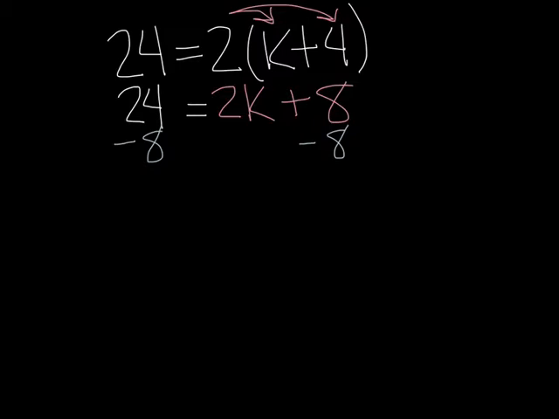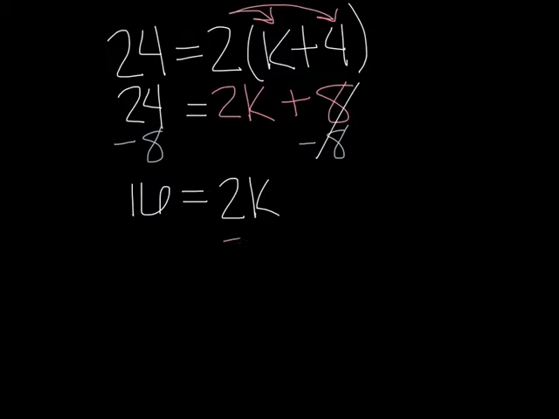We have 24 minus 8, which is 16. Bring down the equal sign. Nothing's happened with the 2k, so we'll bring that down. And 8 minus 8 is 0, so we don't need to write plus 0. We learned in the last lesson that that would be the identity property of addition, and adding 0 does not change the value. So now we just need to break the 2 off of that k.